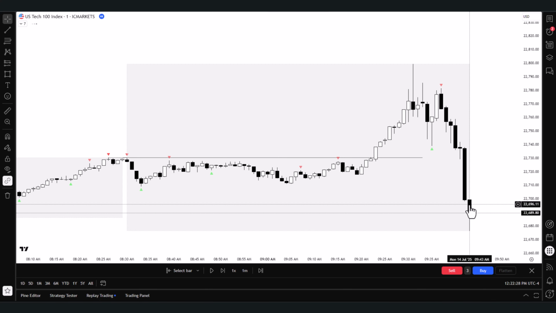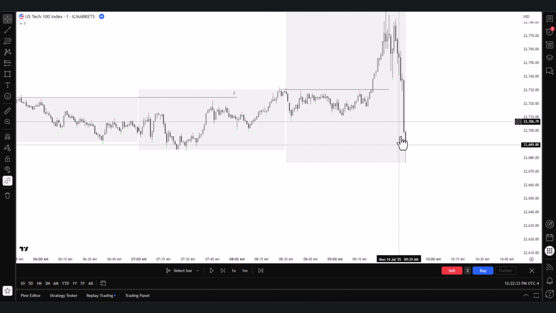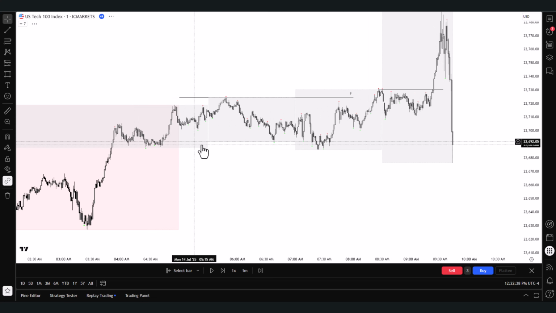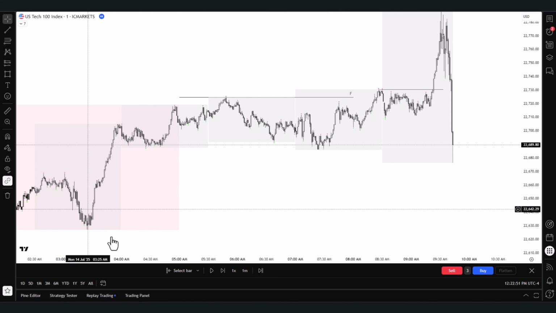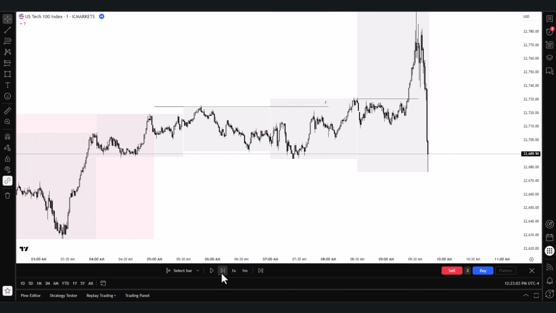Already 9:43. We can see price already swept the previous 90-minute cycle range. Basically all of the 90-minute cycle ranges: this one 4 a.m. to 5:30, 5:30 to 7, 7:30 to 8:30. I have only liquidity left below this London session. So this already becomes low probability because it already swept previous 90-minute cycles. So let's wait for another sweep.